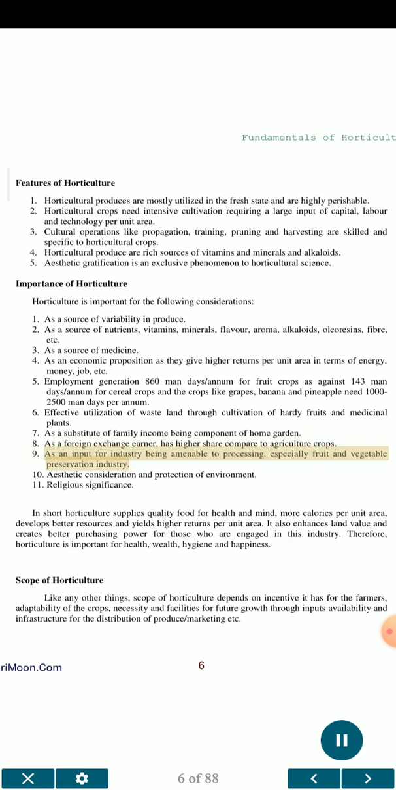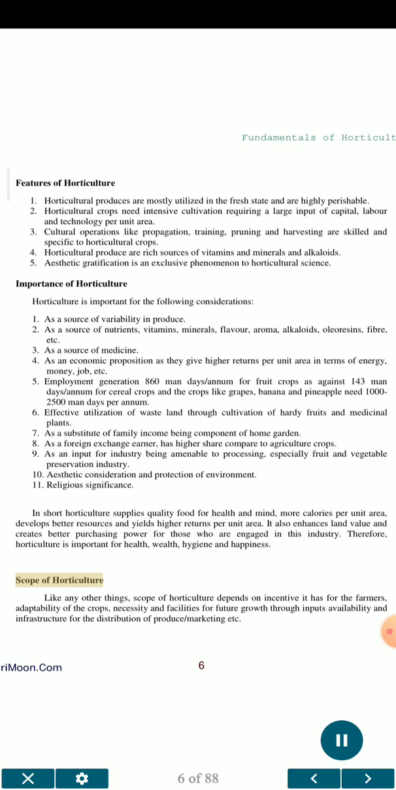9. As an input for industry, being amenable to processing, especially fruit and vegetable preservation industry. 10. Aesthetic consideration and protection of environment. 11. Religious significance. In short, horticulture supplies quality food for health and mind, more calories per unit area, develops better resources and yields higher returns per unit area. It also enhances land value and creates better purchasing power for those who are engaged in this industry. Therefore, horticulture is important for health, wealth, hygiene and happiness.